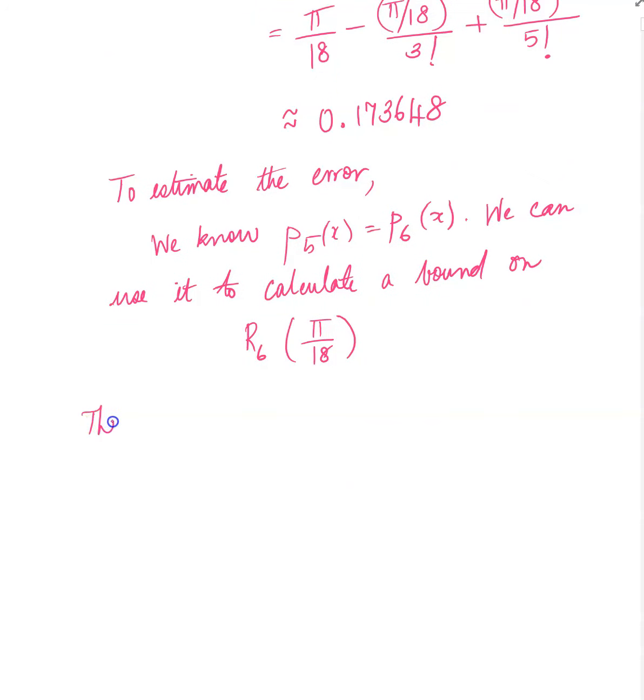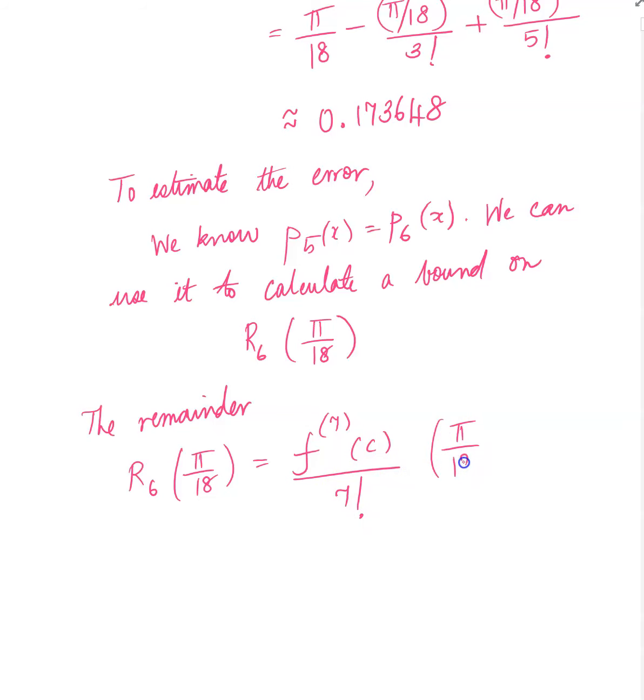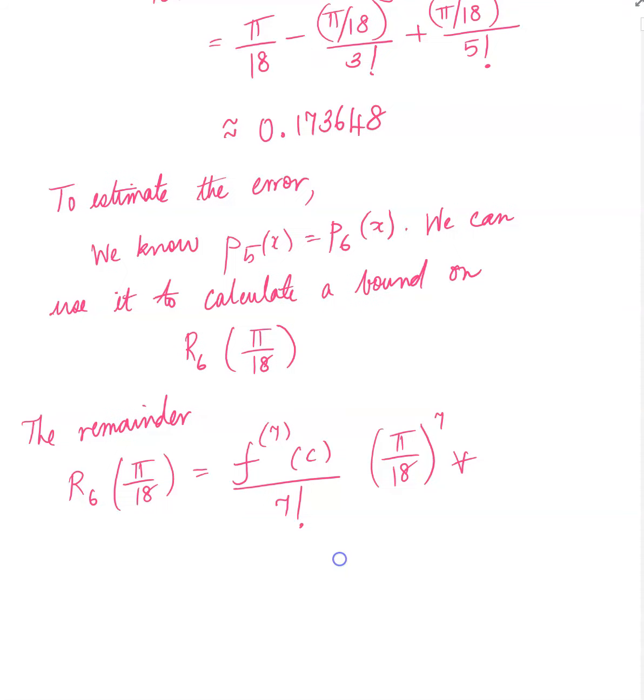So let's write. The remainder R6 of pi over 18 is given to be, using n plus 1 in the formula, the seventh derivative of c over 7 factorial times pi over 18 to the power 7, for all c that lies between 0 and pi over 18.